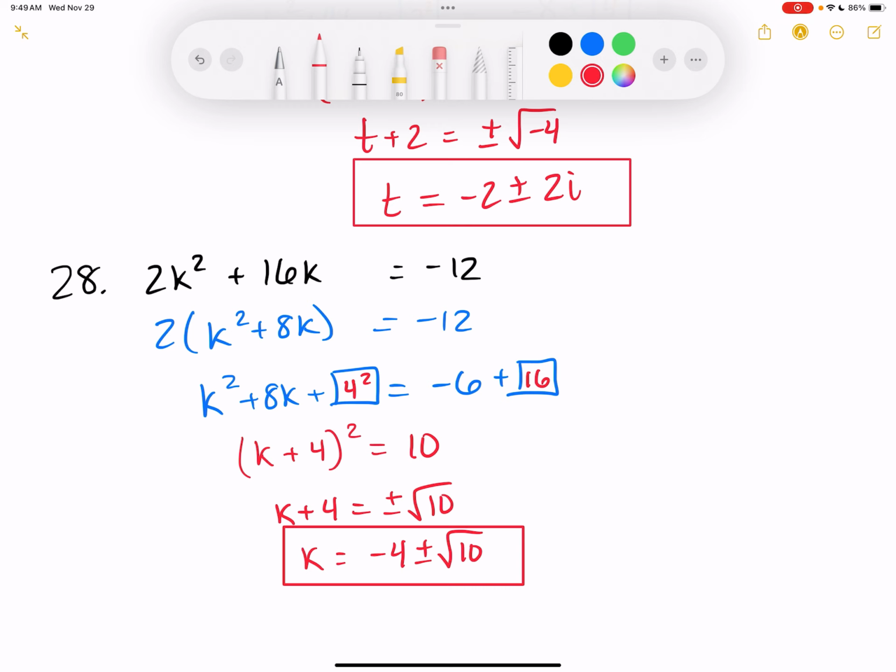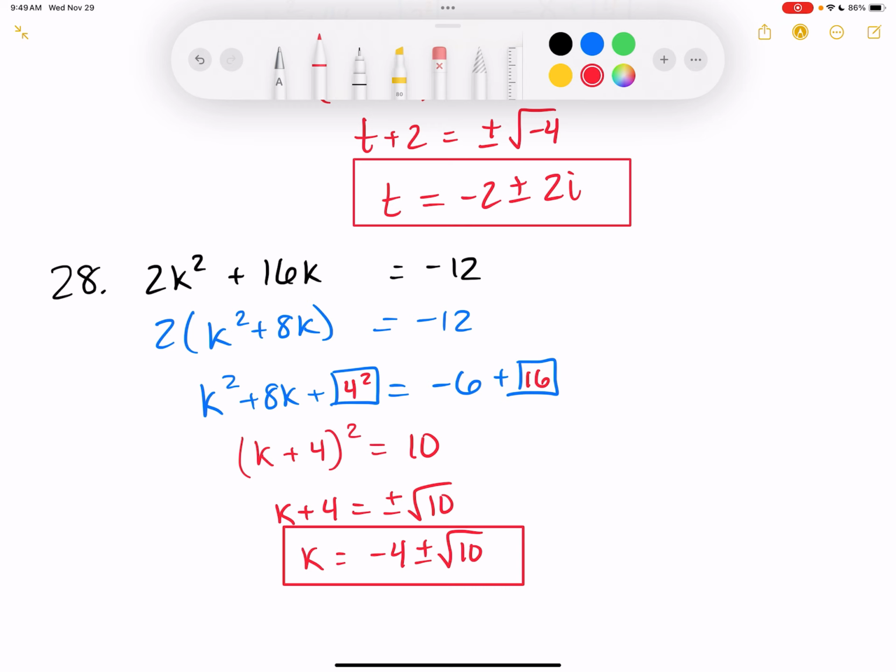So when you divide it by 2, you should have ended up with k squared plus 8k, and then you can do your plus box, equals negative 12 divided by 2, which would be negative 6, and then plus box. And so then 4 squared, or 16, went in the box. So (k plus 4) squared equals 10. Take the square root, so that's plus or minus the square root of 10. And then negative 4 plus or minus the square root of 10.